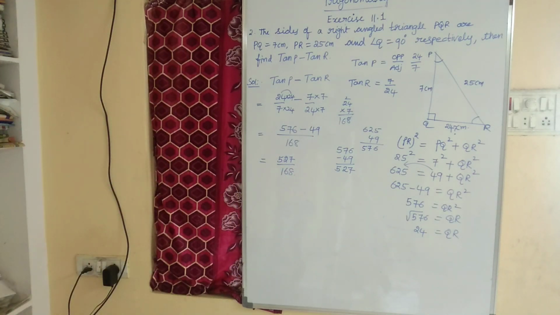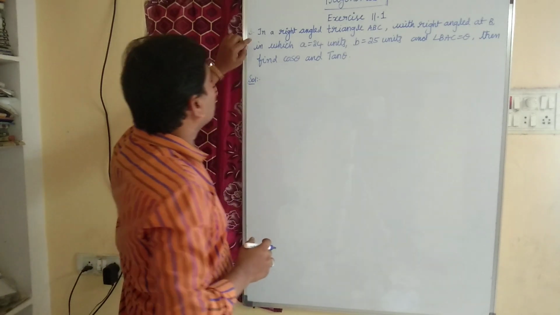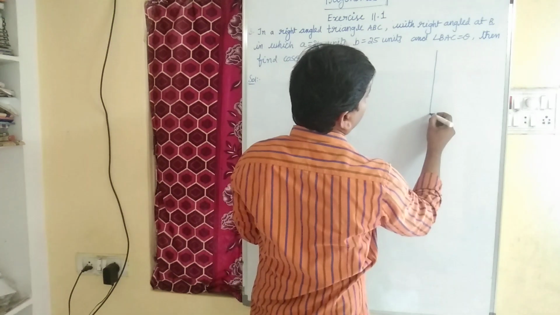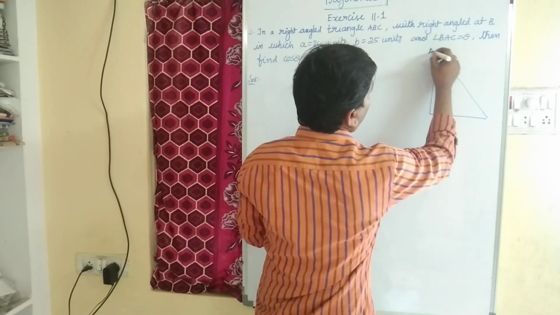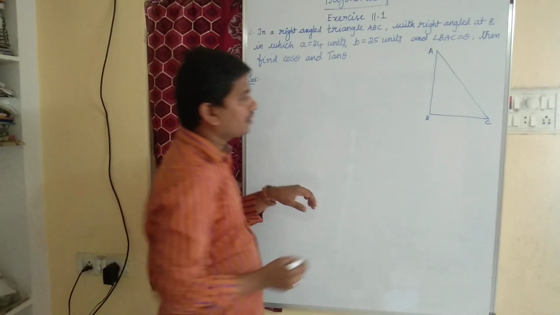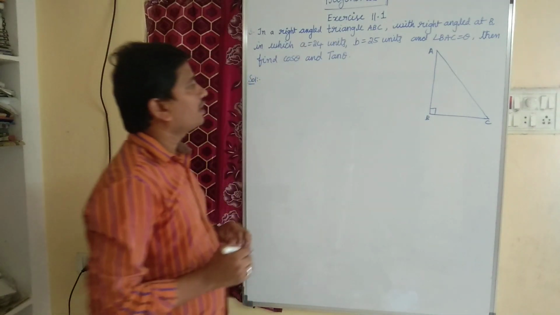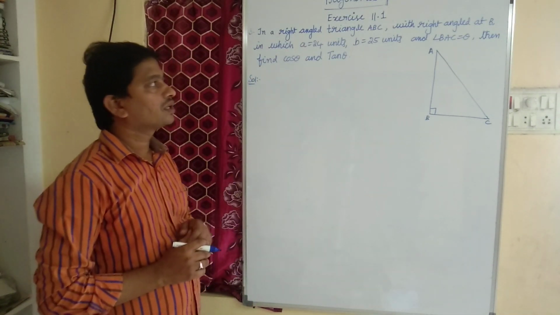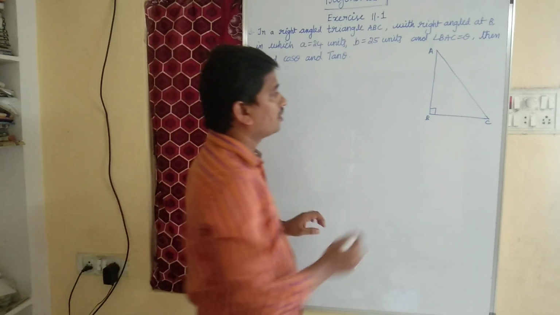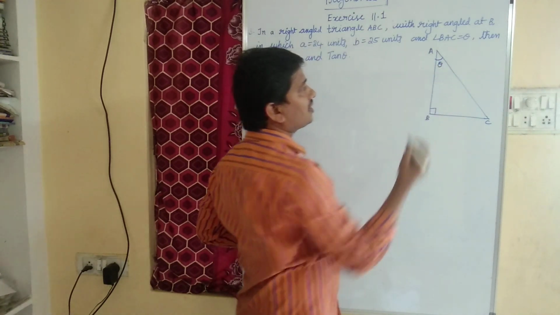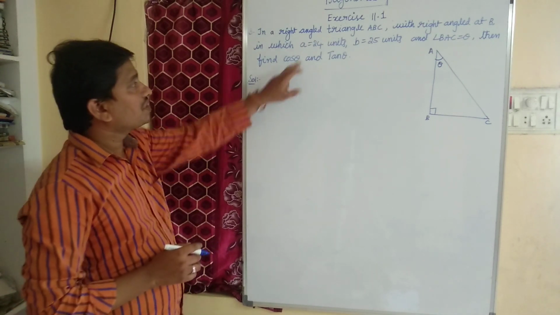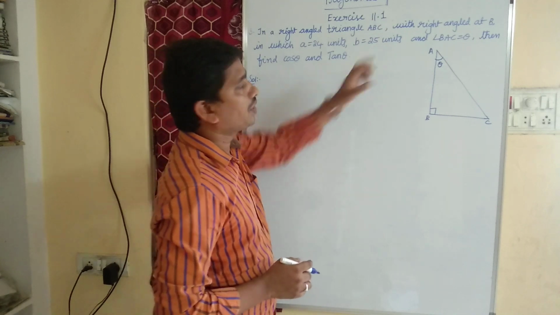Now listen, children, to the third question carefully. In a right angle triangle ABC, with right angle at B, in which a equals 24 units and b equals 25 units, and the angle BAC is theta. Then find cos theta and tan theta.